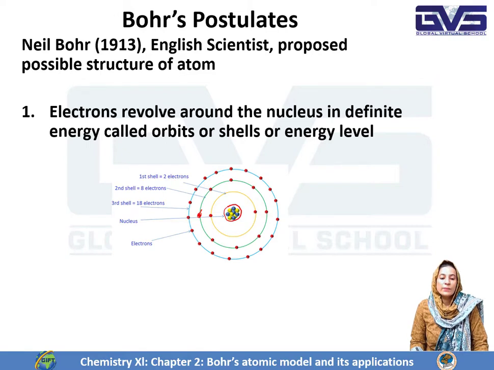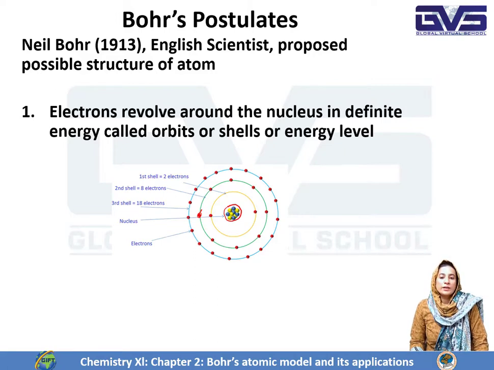And similarly, the electrons that revolve in the third energy level have their own definite energy for this orbit, for this shell, and for this energy level. So electrons revolve around the nucleus with a definite energy, and that is called orbit, shell, or energy level.